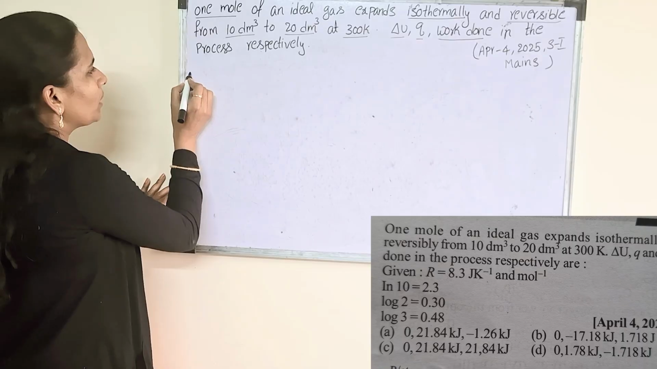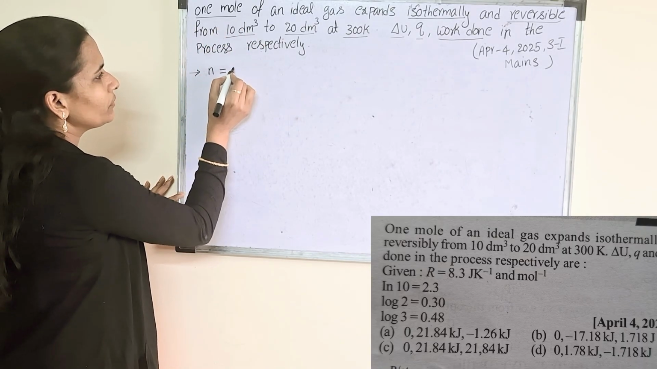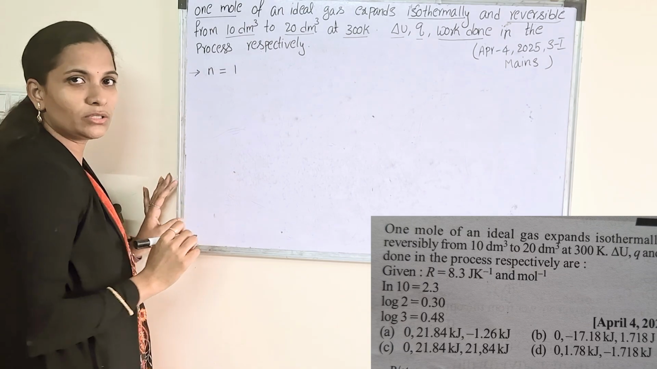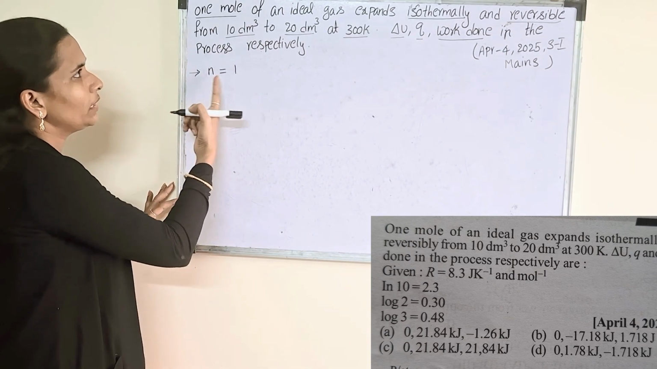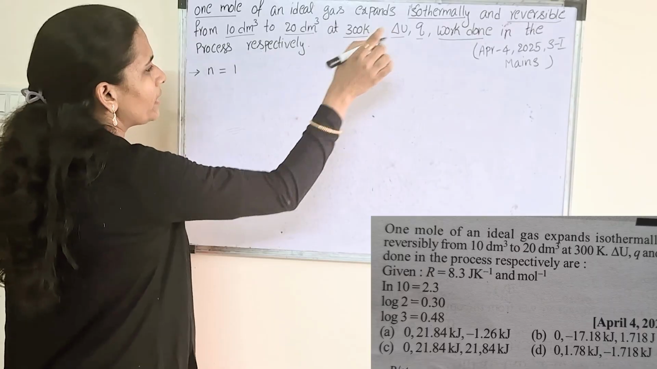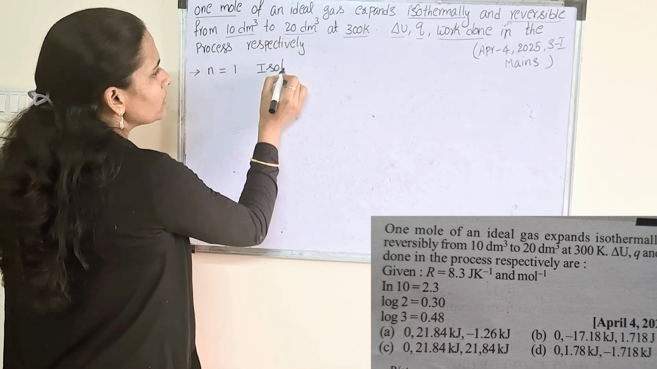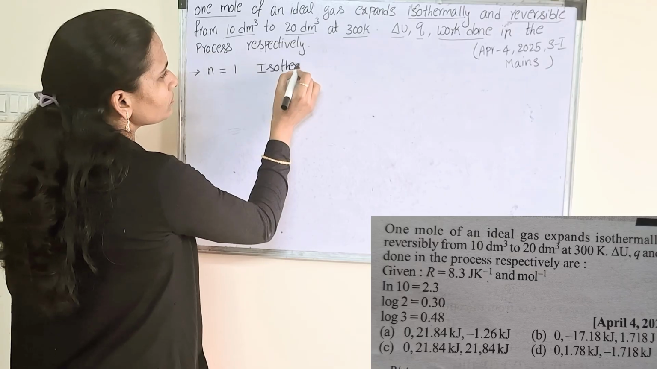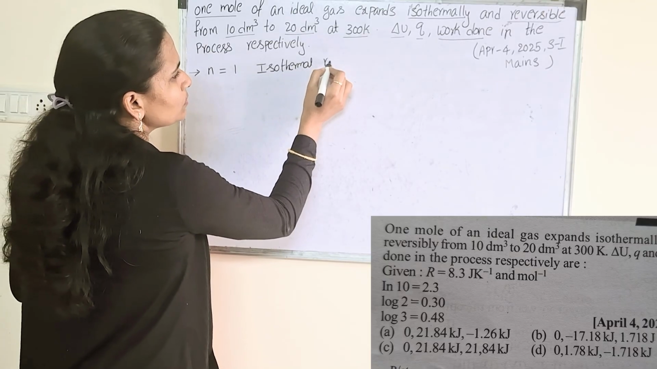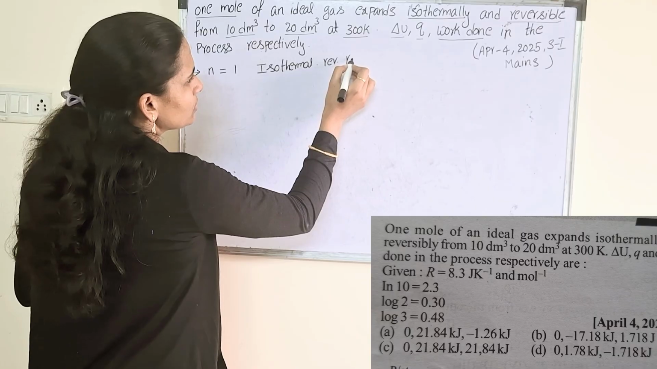So, what is given? 1 mole means the number of moles is given, which is represented by n, so n equal to 1. Next, an ideal gas expands isothermally. So this is an isothermal reversible process.